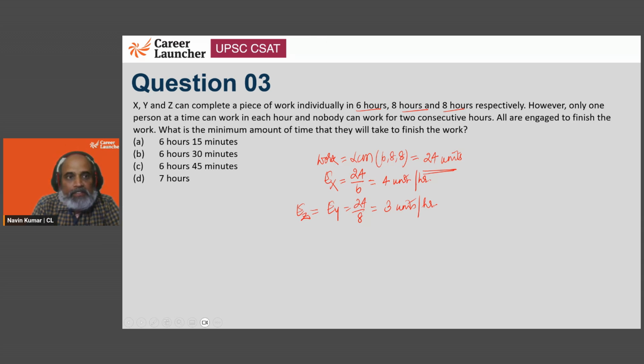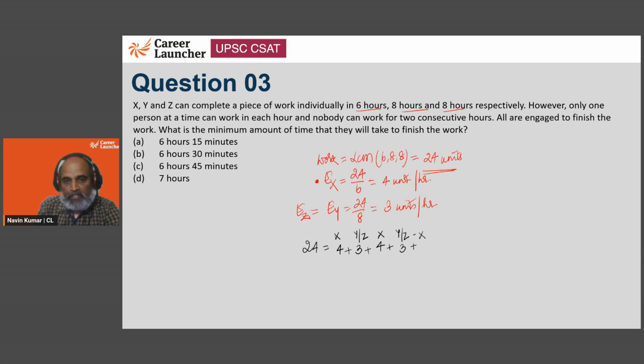So basically, since only one person has to work and we need everybody to work, we will prefer that X should work as many times as possible. So basically these 24 units, X should work for 4 units. Then Y or Z will work for another 1 hour. So that will be another 3 units. Again, X is going to work and complete 4 units. Again, Y or Z is going to work. That's going to be 3. So right now we are at 7 plus 7, 14.